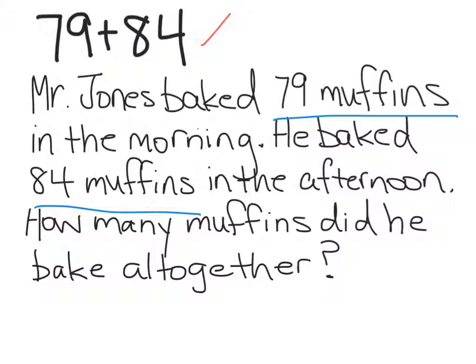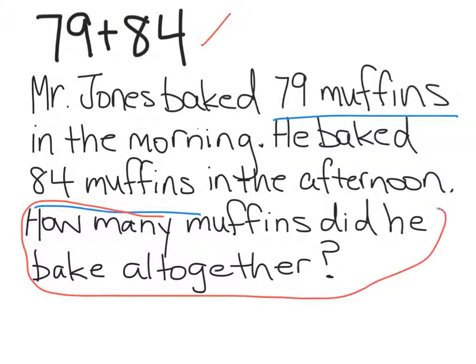Then he baked 84 muffins in the afternoon. So I'm going to underline 84 muffins because that sounds like another important piece of information. So I have 79 muffins in the morning and 84 muffins in the afternoon. Here's the question I'm going to circle. How many muffins did he bake all together? And I'm going to underline the word all together because all together is a clue word that tells me that we're going to put the morning muffins and the afternoon muffins together. So we know this is an addition problem because I'm adding my two amounts of muffins together.